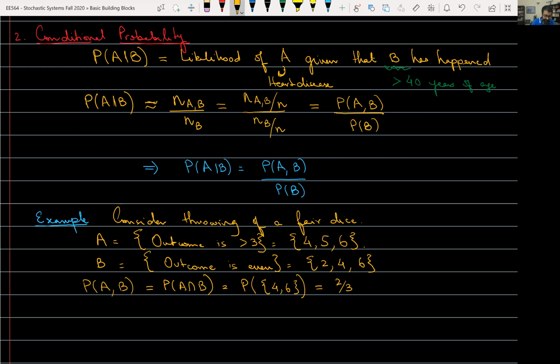What about the probability of A? That's half. What about the probability of B? That's half as well, right? So what is the probability of A given B?